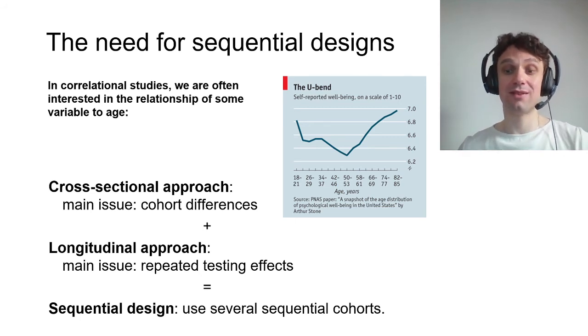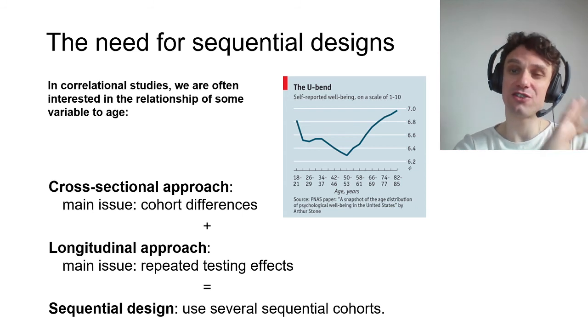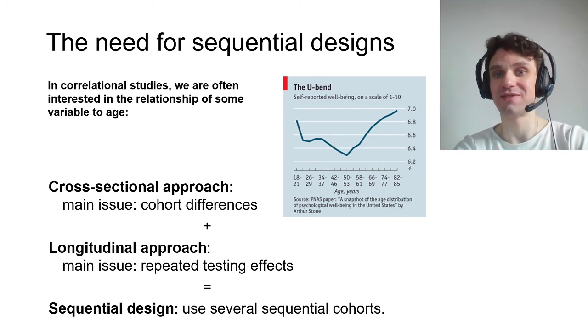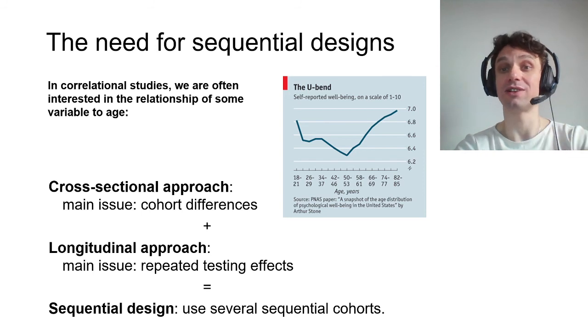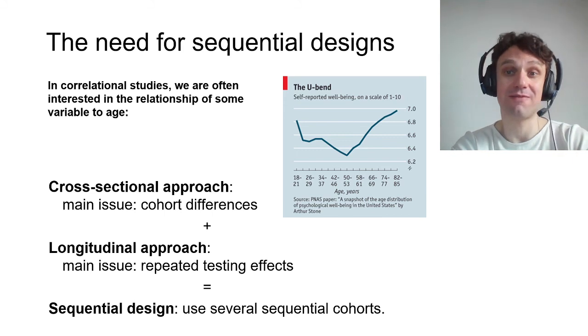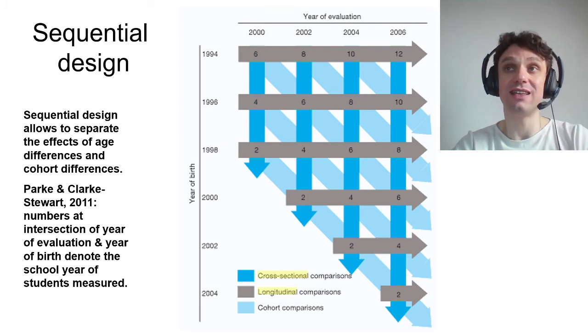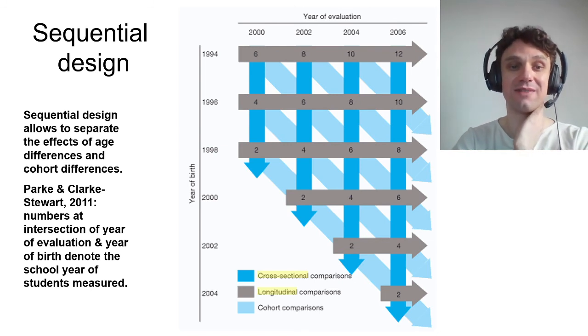So if you want to try to overcome both problems, you need to find a way to combine cross-sectional approach and longitudinal approach. And this is called sequential design. You take several cohorts, you take several groups of people of different ages, and you follow them for some time. An example of such sequential design, which comes from education, is shown on this graph. It comes from a textbook by Park and Clark Stewart.